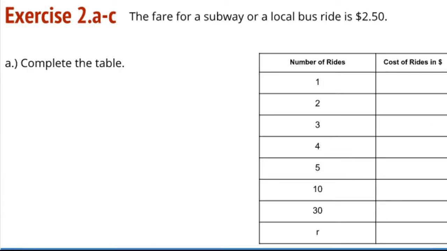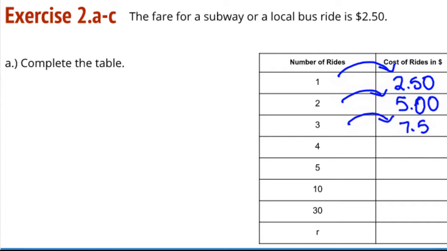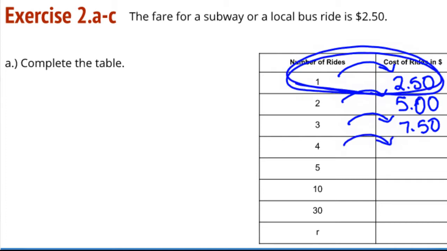All right, taking a look at the fare for a subway or a local bus ride, and we're going to say that the fare is $2.50. So one ride is $2.50. Now, looking at this as a ratio relationship, 1 is $2.50. So 2, I have a doubling going on here. $5. And then I've got 3 times $2.50, which will get me $7.50. And I've got 4. This is a rate. 4 of them would be $10. 5 of them is $12.50.